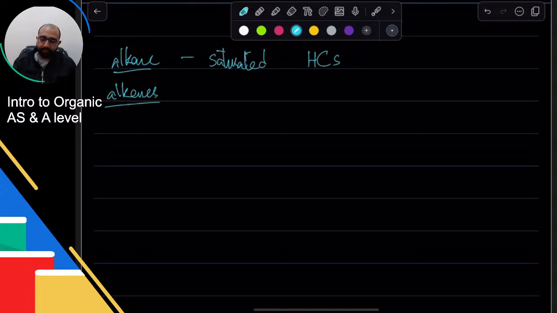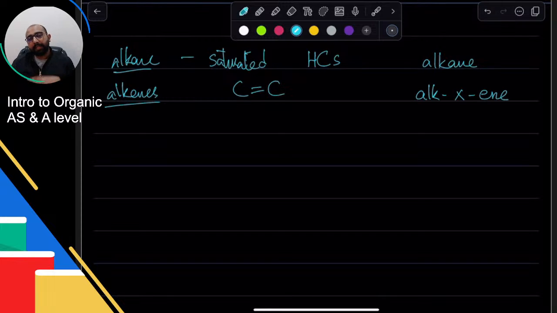Then we have alkenes. Alkenes have to have a C with a double bond. This is again something you already know. How do we name them? We simply say that this one is alkane. So if it is 4 carbons, butane, 3 carbons, propane, and this one will be whatever that is, then X-ene. X means which carbon has the bond.